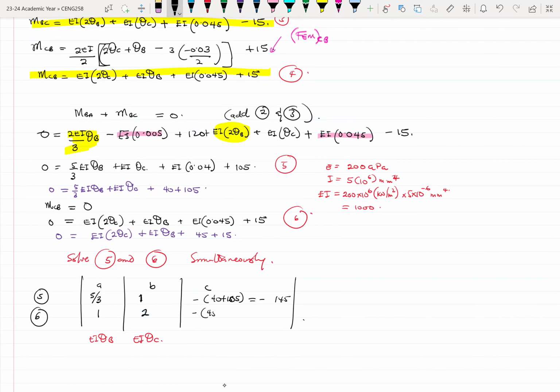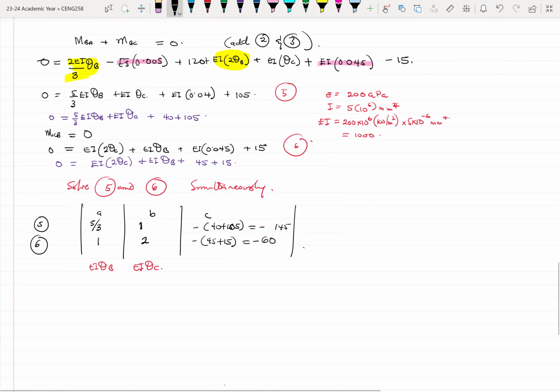Minus into bracket 45 plus 15. So this will give us 60, minus 60. So let's see. A is 5 over 3, B is 1, C is minus 145. And then A again is 1, B is 2, and then this is minus 60. Let's see what we get.